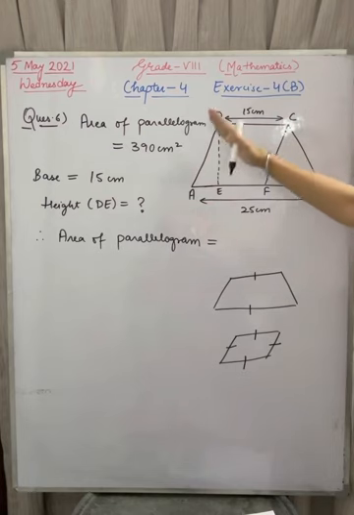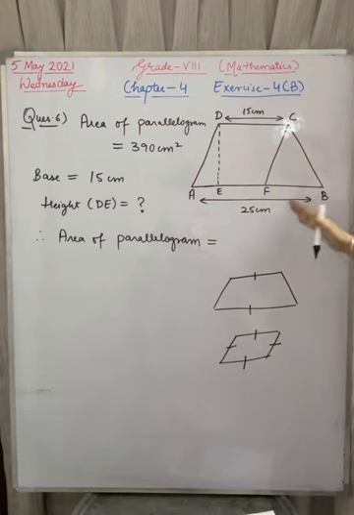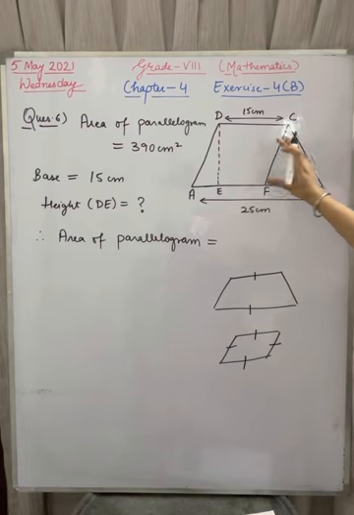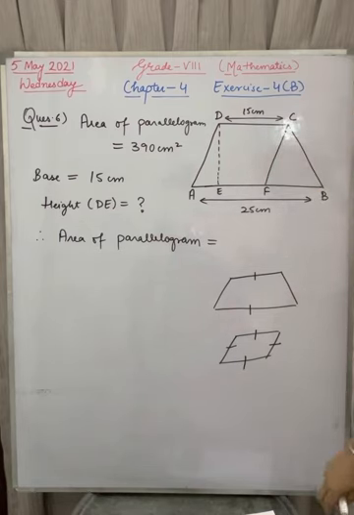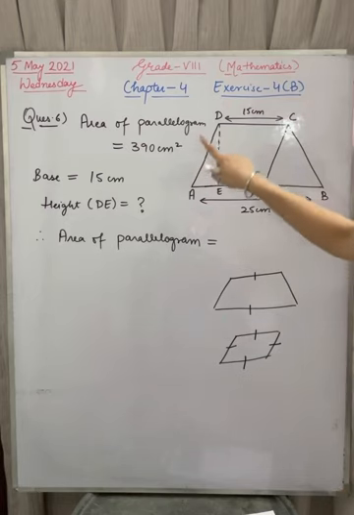So here we have this diagram. This diagram is a diagram of a trapezium. But in this trapezium, there is a parallelogram also. Can you tell me where the parallelogram is in this figure?